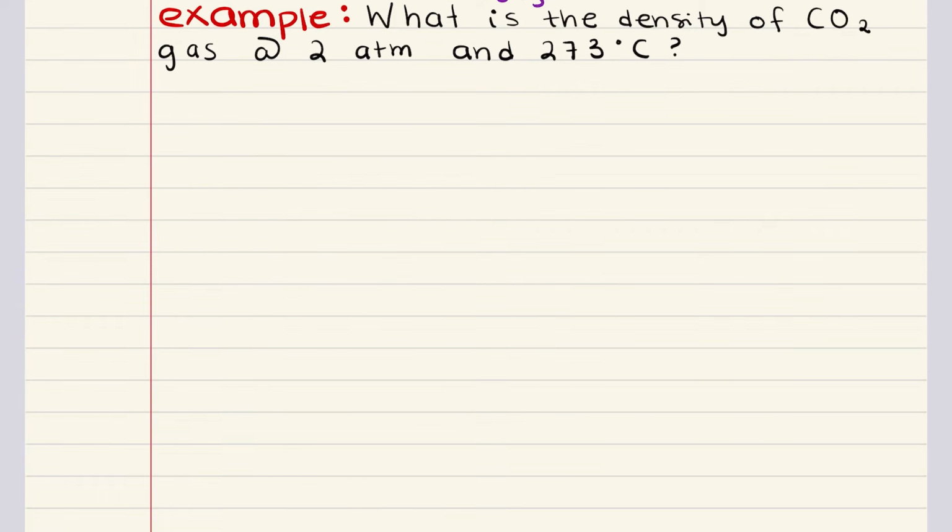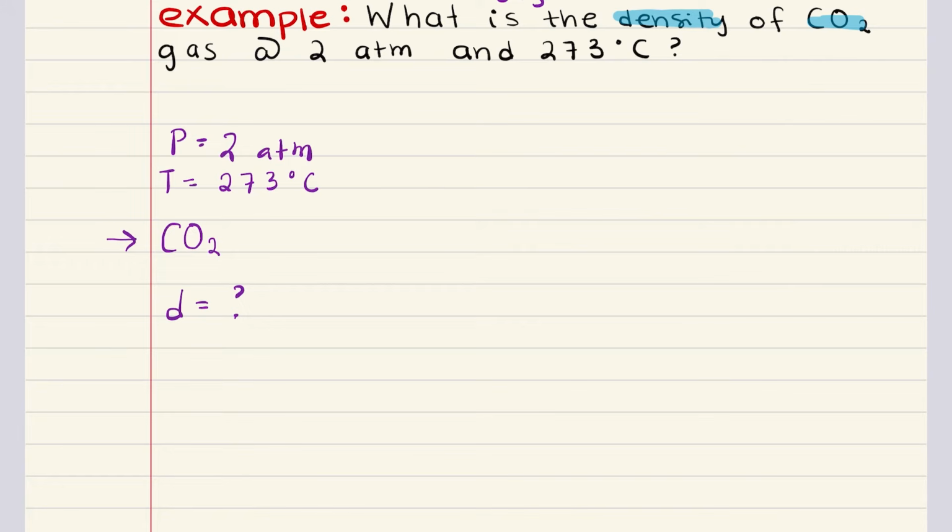This example says, what is the density of carbon dioxide gas at 2 atmosphere and 273 degrees Celsius? So what we know now is that we have a pressure of 2 atmosphere. We have a temperature of 273 degrees Celsius. We also know that we have carbon dioxide. We have the identity of our gas, and we are asked to figure out the density.